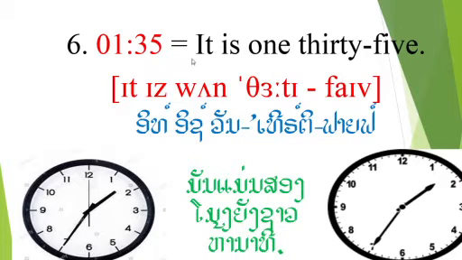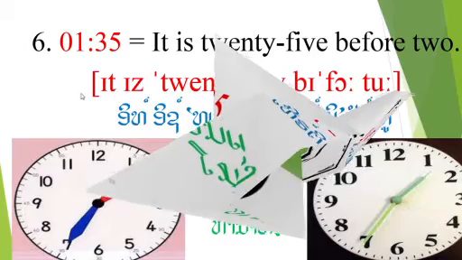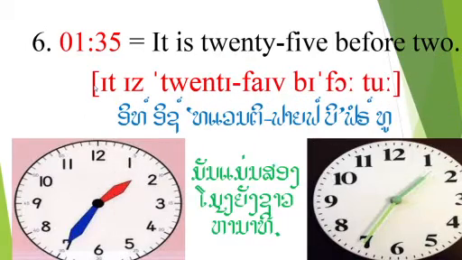In number 6, 1:35 is equal in an English sentence to: It is 1:35. It is 1:35. Let's go see the next sentence. It still talks about number 6.